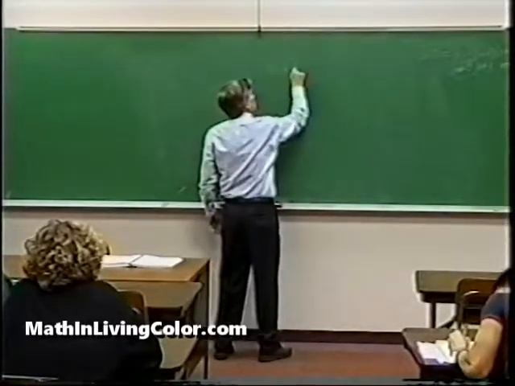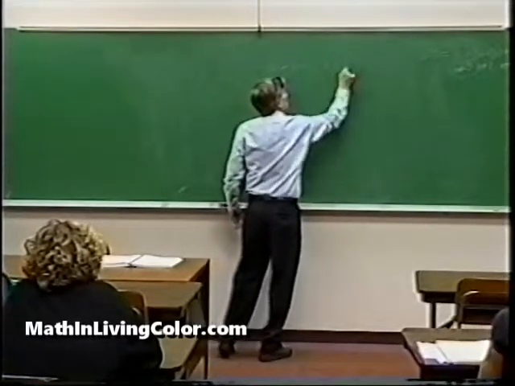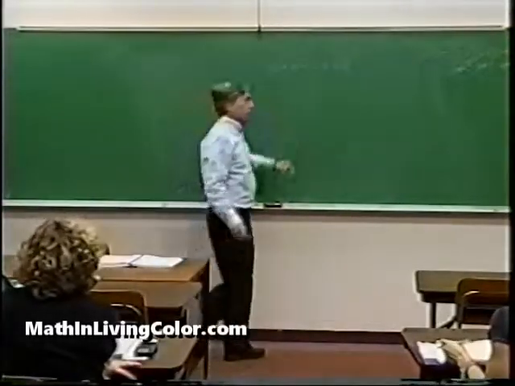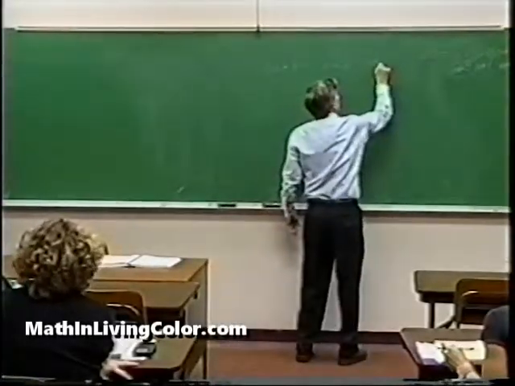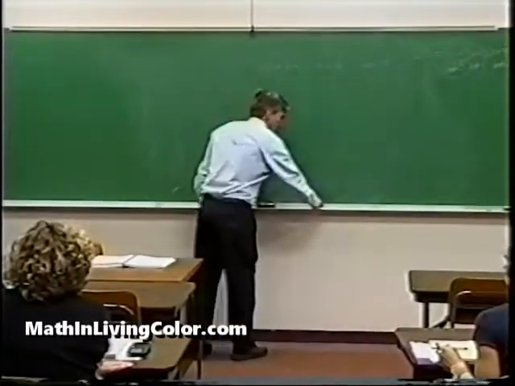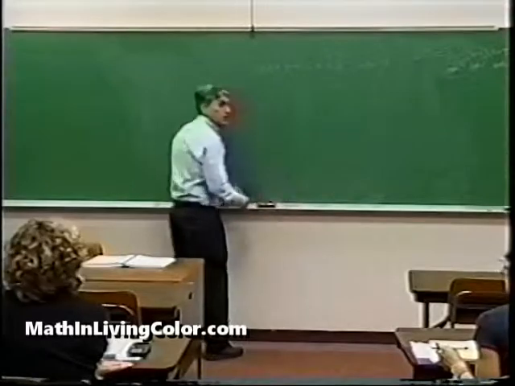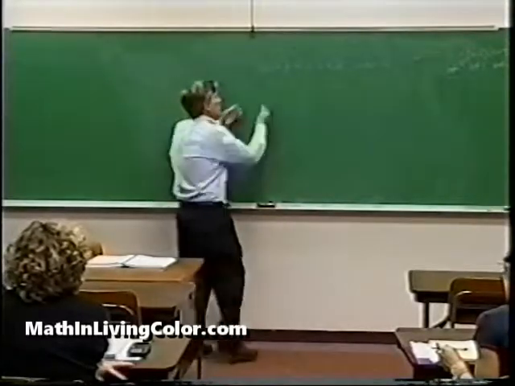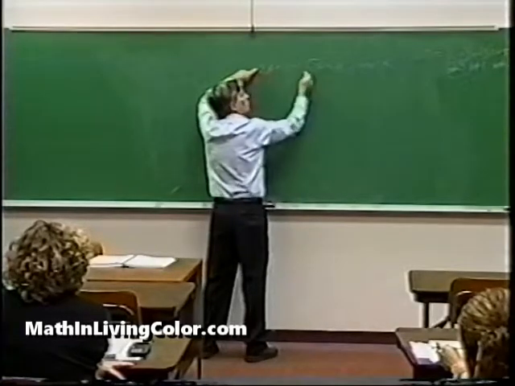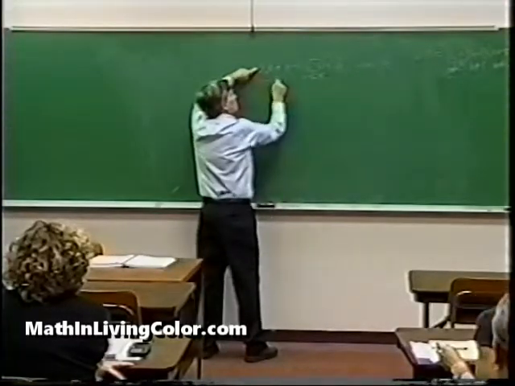AX plus B equals CX plus D. And we got all these letters involved. We're going to solve for X, let's say. We're trying to solve for X. What's the first step? You've got to get the X's on the same side. So here's an X term and here's an X term. We got to get this X term over here, this minus CX to both sides.